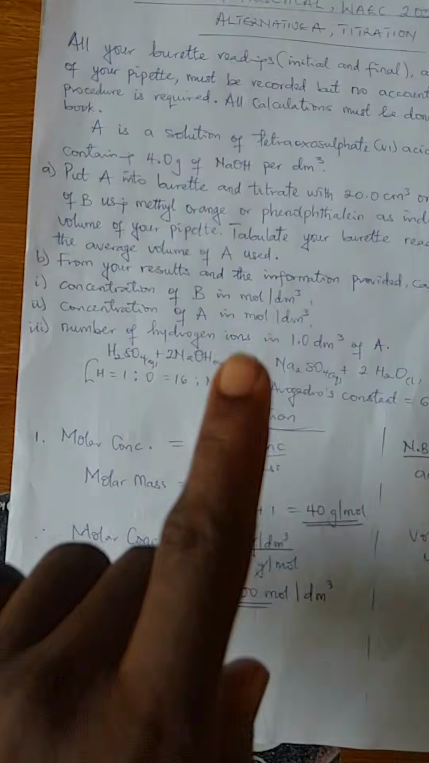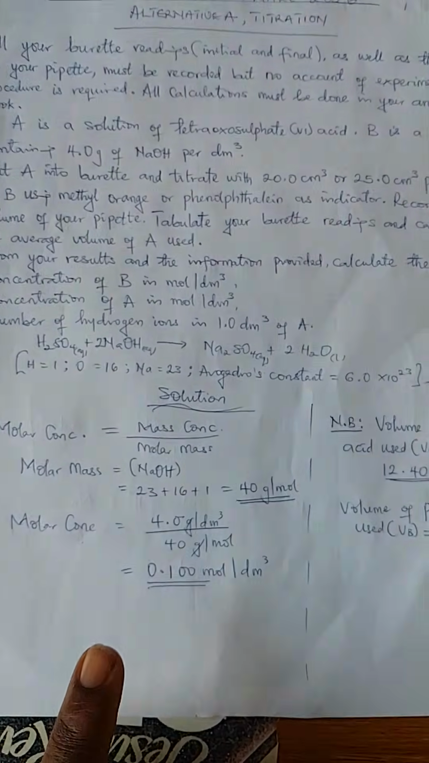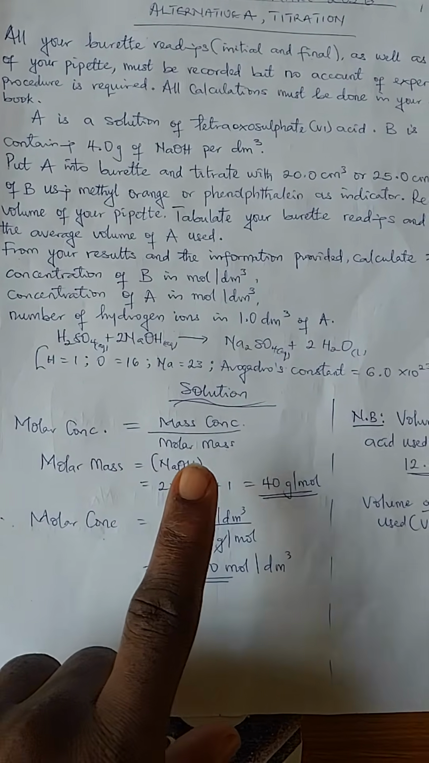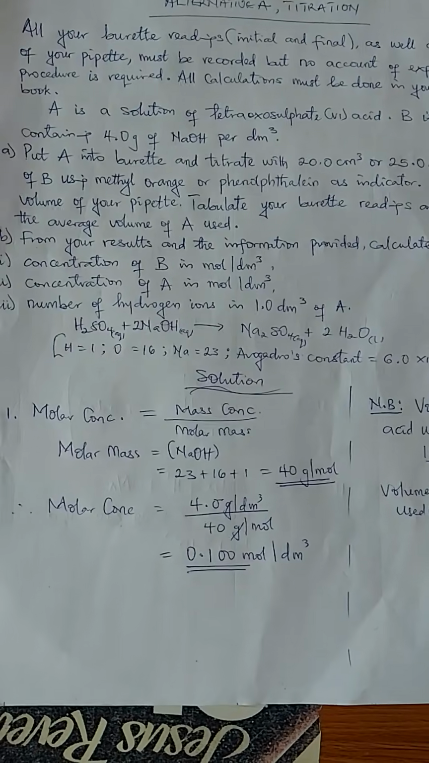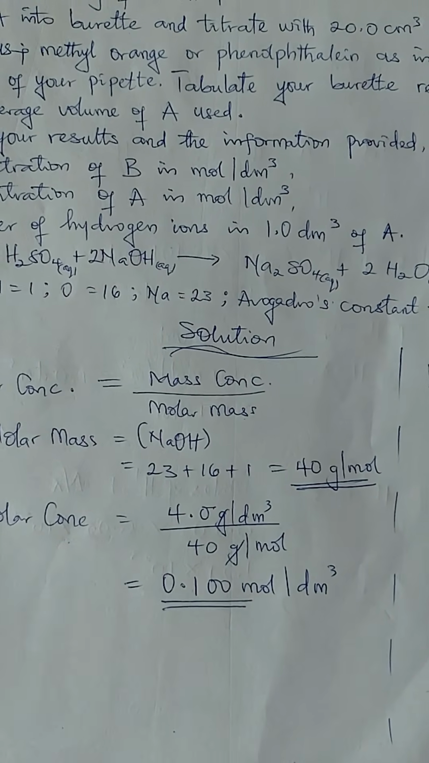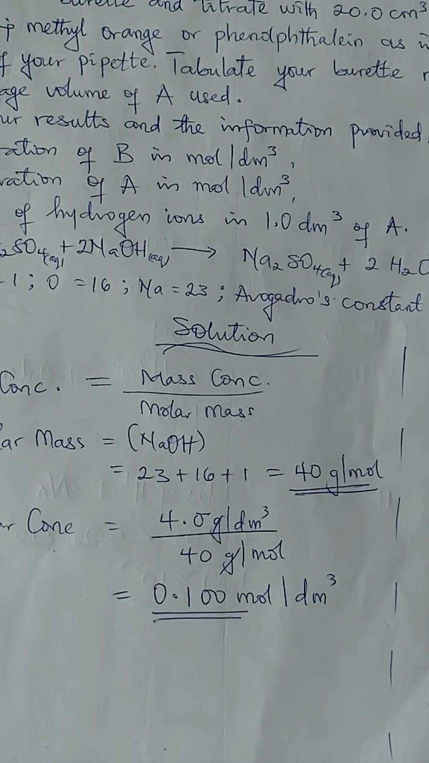Because this one is in per 1000 dm cube, we go directly to using the formula, which is molar concentration equals mass concentration over molar mass. And of course, you must find the molar mass first, because there's an extra 1 mark for showing the calculation of how you obtain your molar mass. Please don't forget that. Students, don't forget all these simple things that will fetch you extra marks.